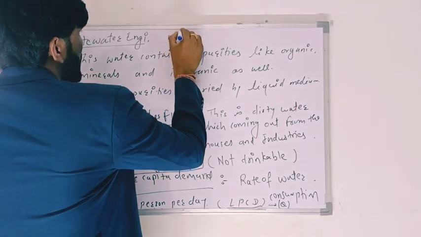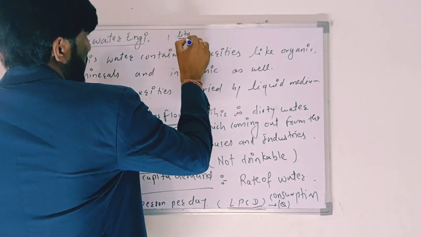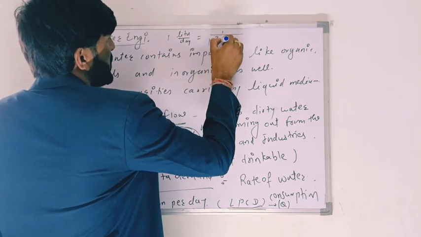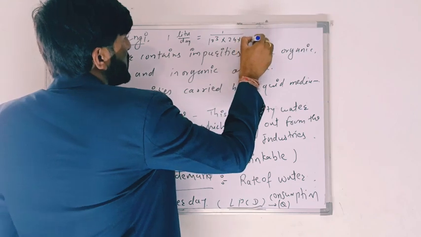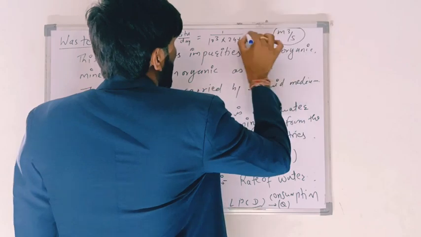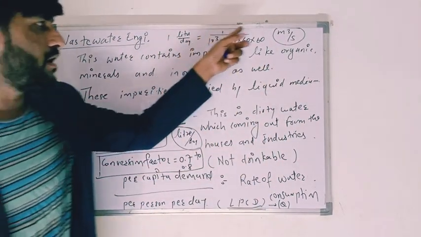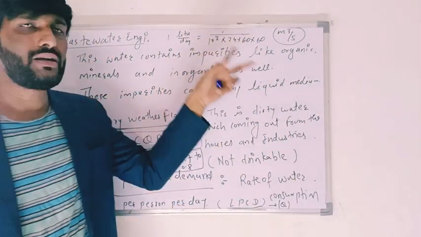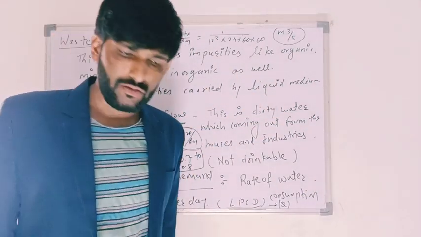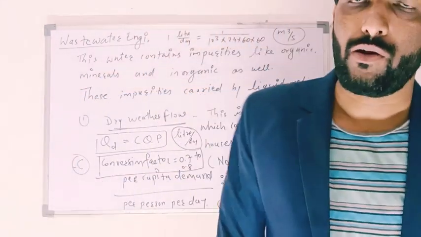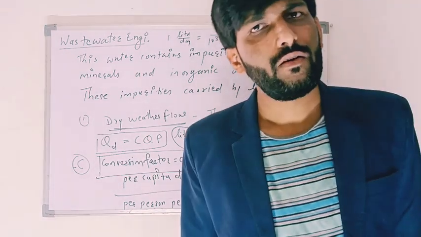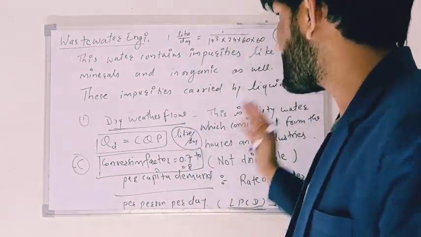तो 1 लीटर पर डे इज इक्वल टू 1/10 to the power 3 into 24 into 60 into 60, ये हो जाएगा आपका मीटर क्यूब पर सेकंड। So this term, multiply with this value, and you can get the value in meter cube per second, very simple. So this is your dry weather flow. I hope you understand it.